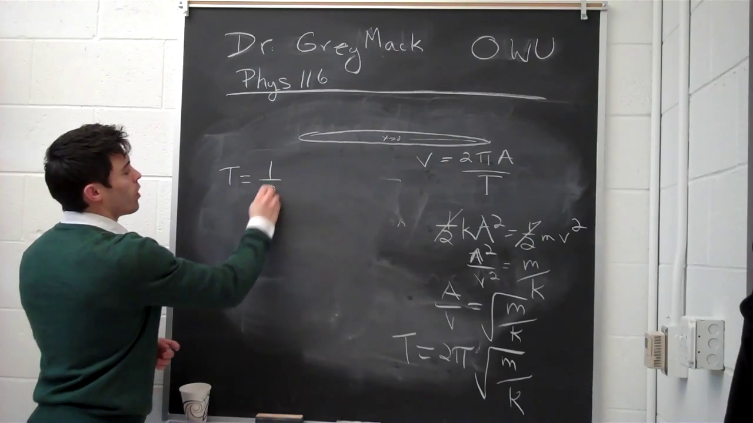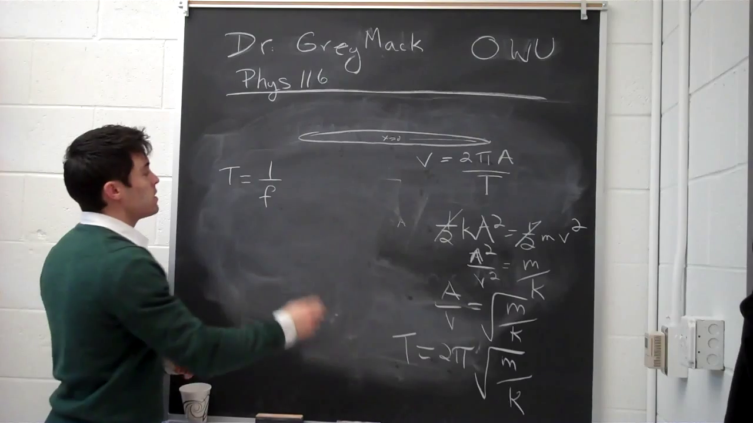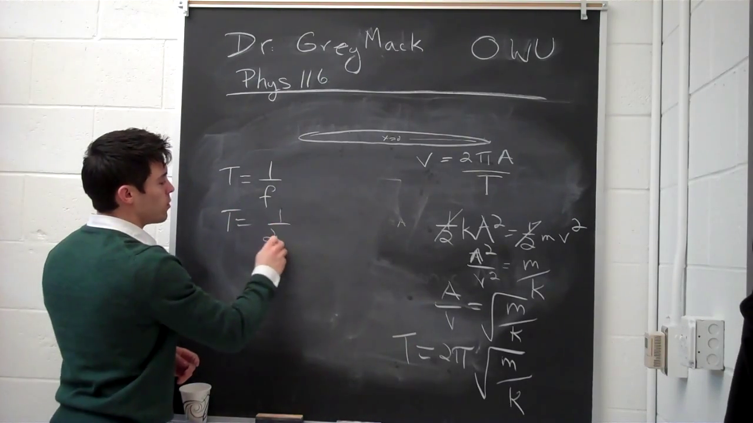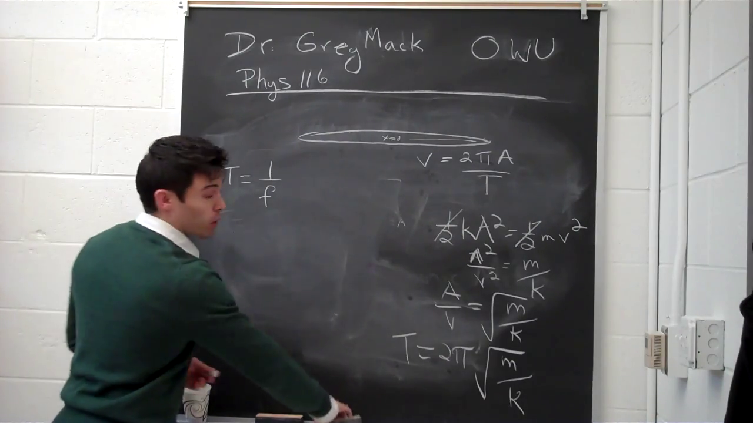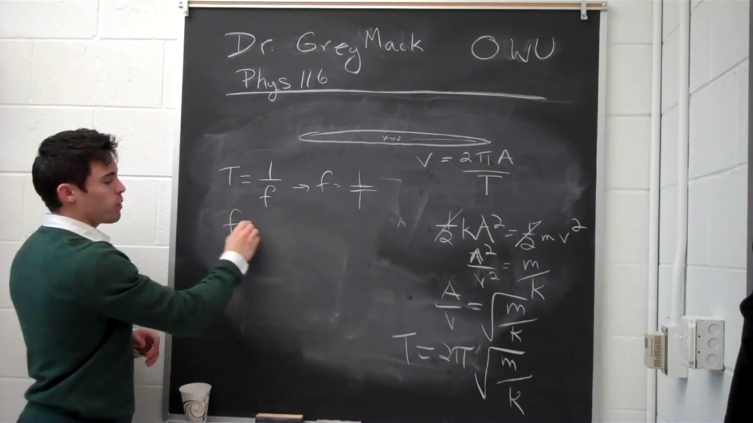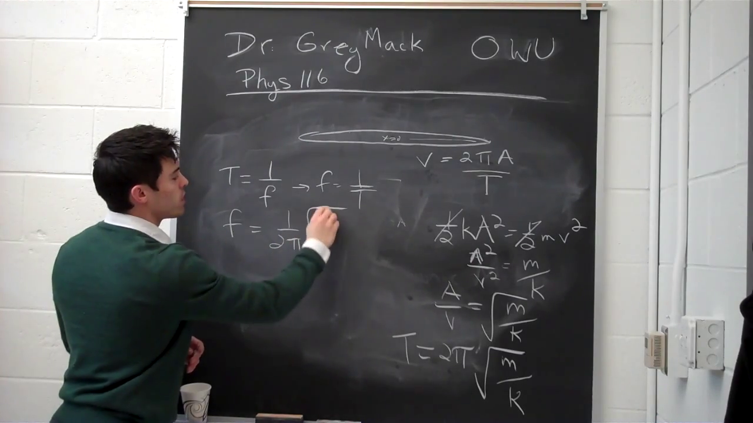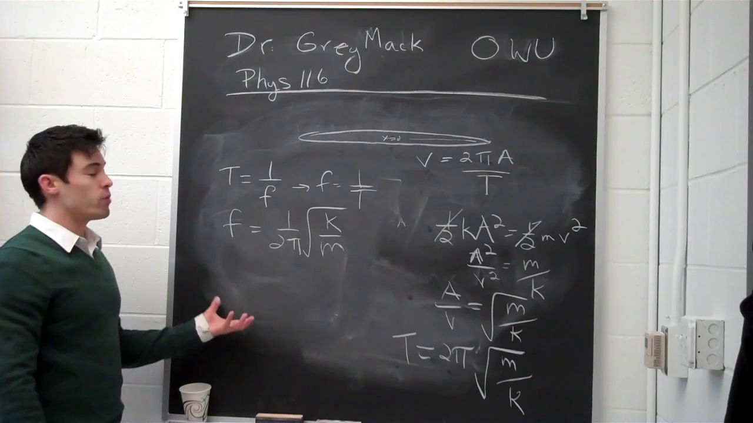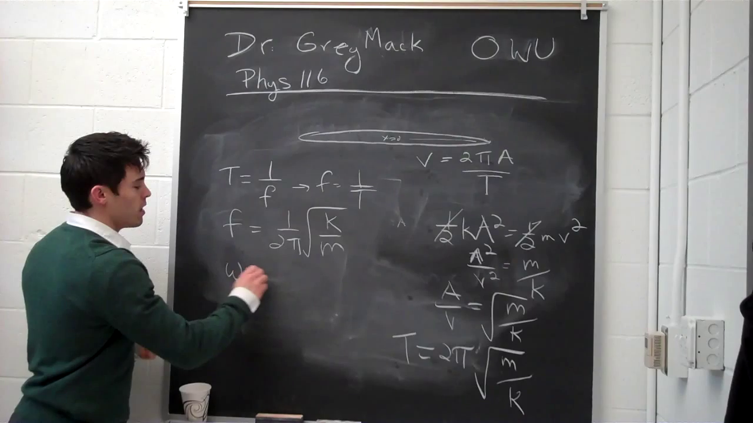Now this brings in something else that we need to talk about. We know that T is equal to 1 over the frequency, because they're reciprocals of each other. So T is equal to 1 over f, and the frequency is 1 over the period. And so the frequency is going to be equal to 1 over 2 pi times the square root of k over m.